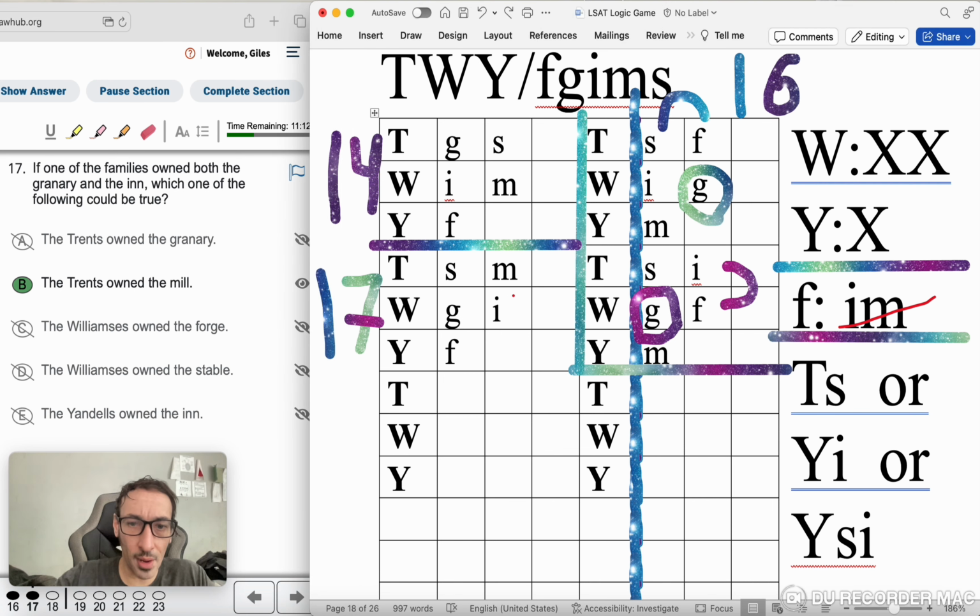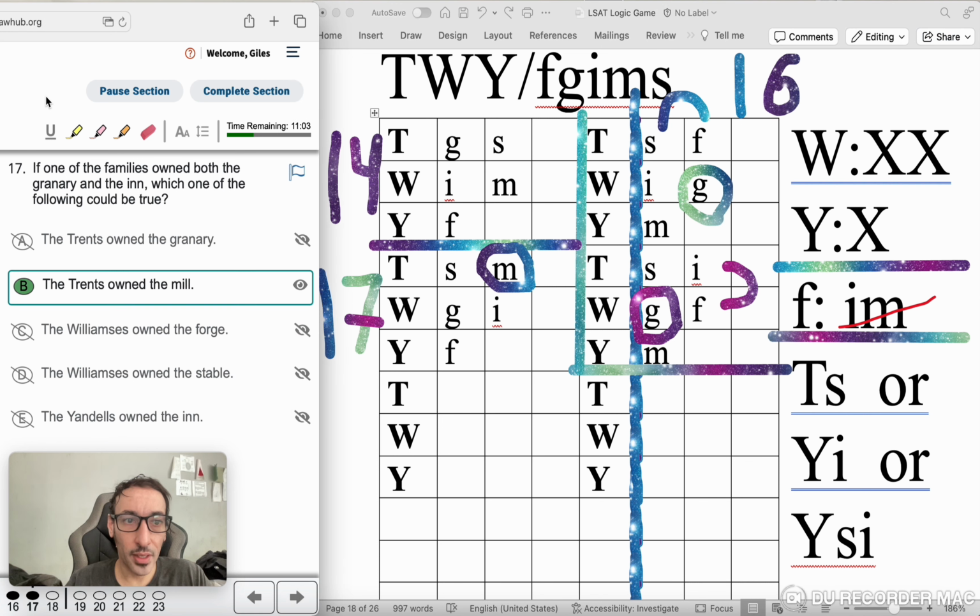If you don't see it, I'm going to try to mark it off as much as possible. See where I circled M? That means that's the ownership of T, so that could be true. So go ahead and choose that as the answer. And the answer is B. The Trent owns the M.